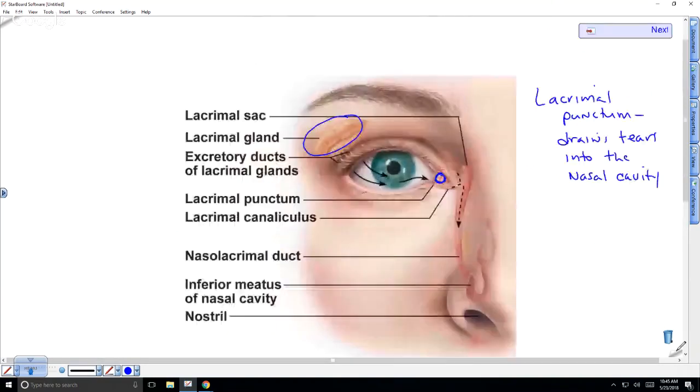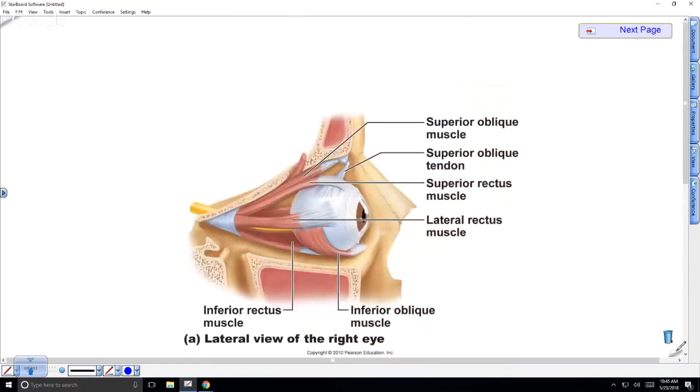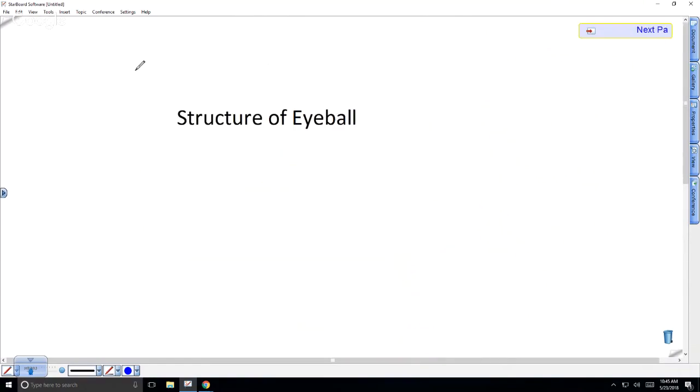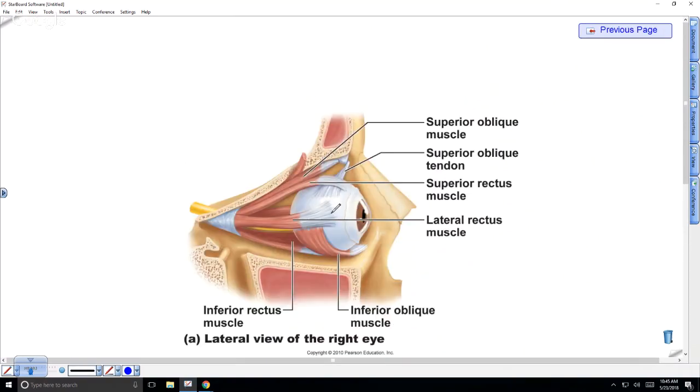Okay, so let's look at the eye structures. Oh, here's my extrinsic eye muscles. So notice that they have little ligaments that attach to the eyeball. And so like this one, when it contracts, it would move the eye laterally. And then there's also one on the inside that would move it medially. The superior ones are going to cause your eye to move up. The inferior ones are going to cause your eye to move down. And this one's going to kind of rotate your eye inward, right?